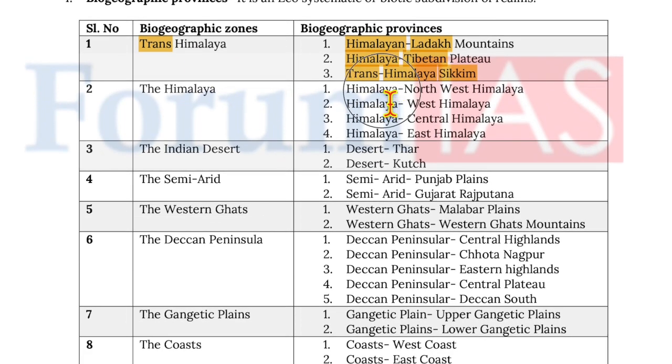The Himalayas would include the Northwest Himalaya, the Western Himalaya, the Central Himalaya, and the Eastern Himalaya.